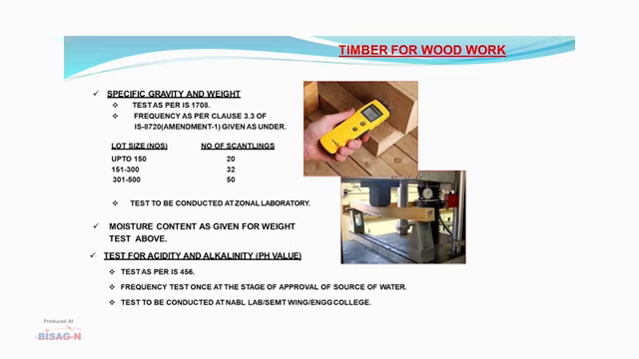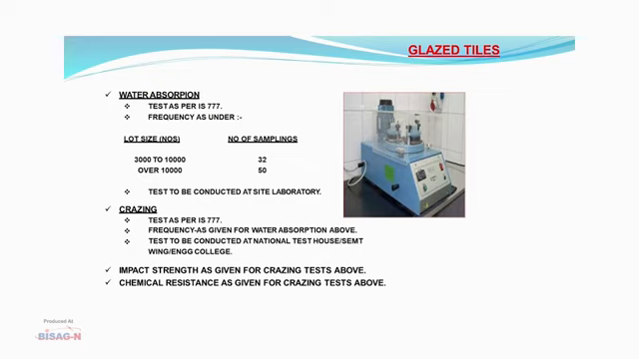Also, the test for acidity and alkalinity, that is the pH value, has to be checked as per IS 456. The test has to be carried out once at the stage of approval and once for approval of water. This test has to be carried out at an NABL lab, SEMT wing of CME Pune, or as approved by the contract agreement. For glazed tiles, the tests to be carried out are the water absorption test as per IS 777.